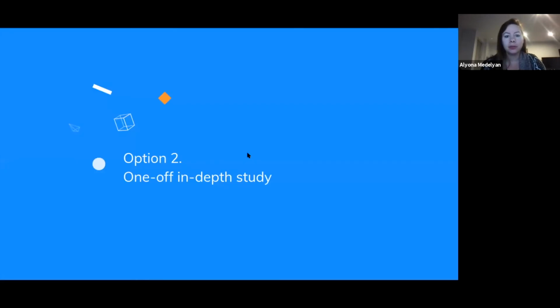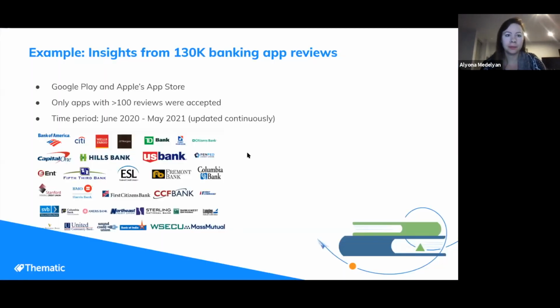So I'll show you one in-depth study we did, and then I'll show you some examples for continuous improvement. In this particular example, we gathered reviews from 130,000 banking apps, from both iOS and the Apple Store. So definitely plenty of data. And we made sure that we only accepted bank apps that have more than 100 reviews.